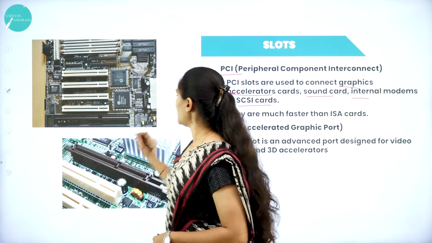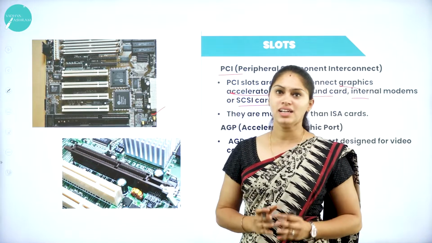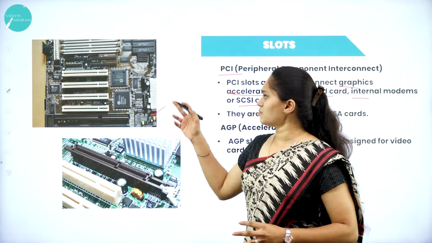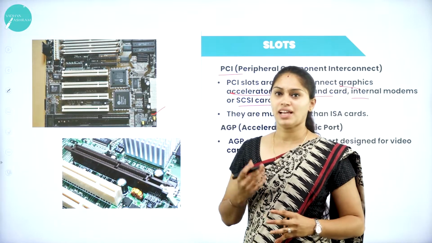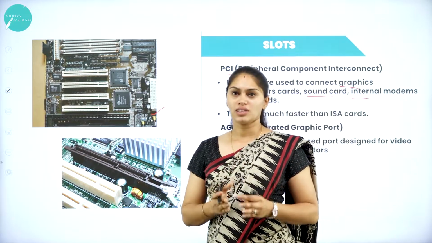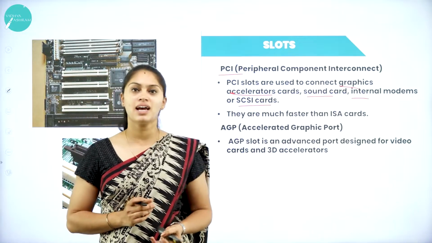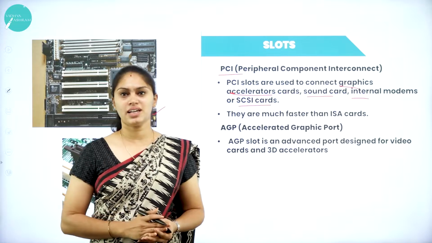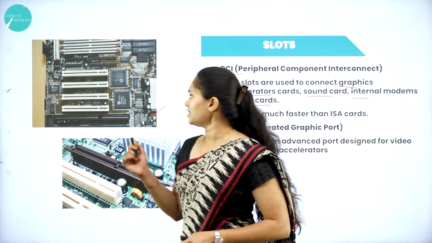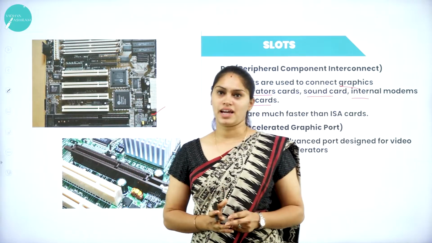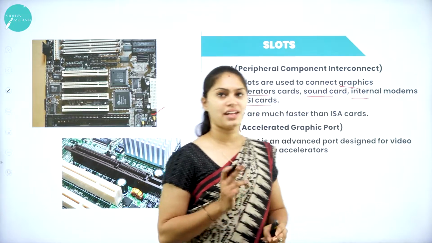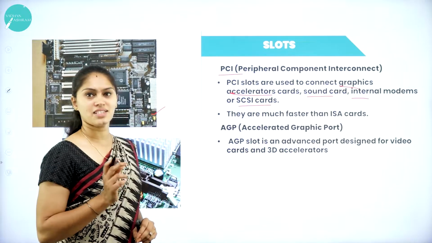So here you can see the image of peripheral component interconnect. This is mainly used to communicate with the sound cards, graphics accelerated cards, and then modems or any other devices. So here you can see the image of this PCI. Let me get into the next slot. And here you have to consider one thing.